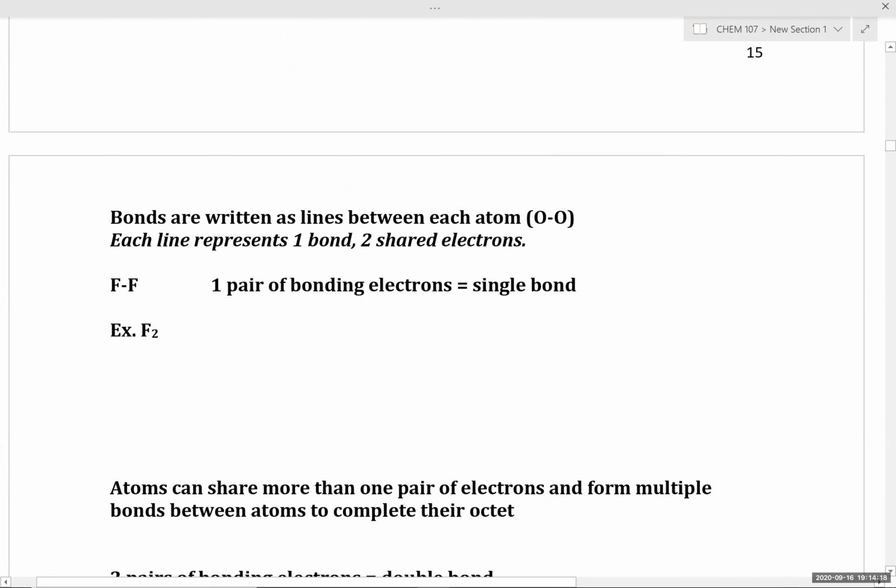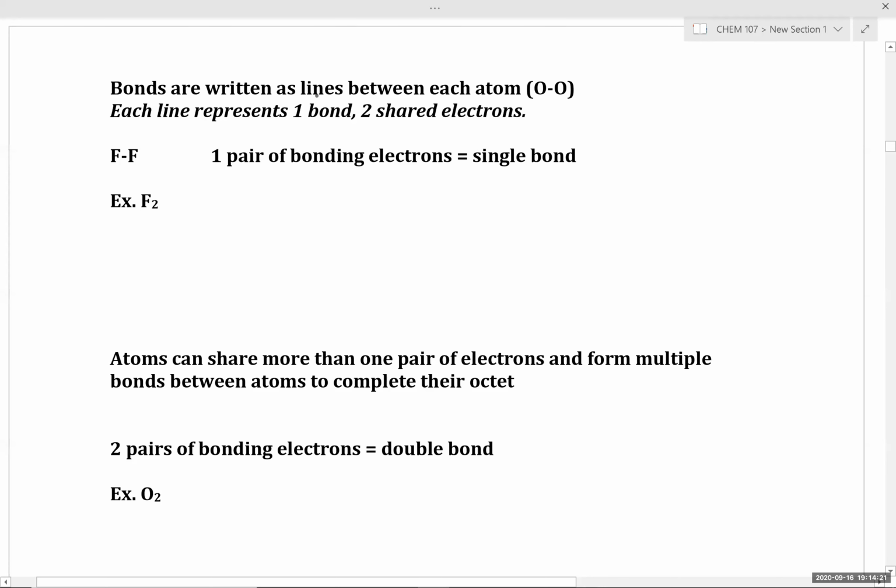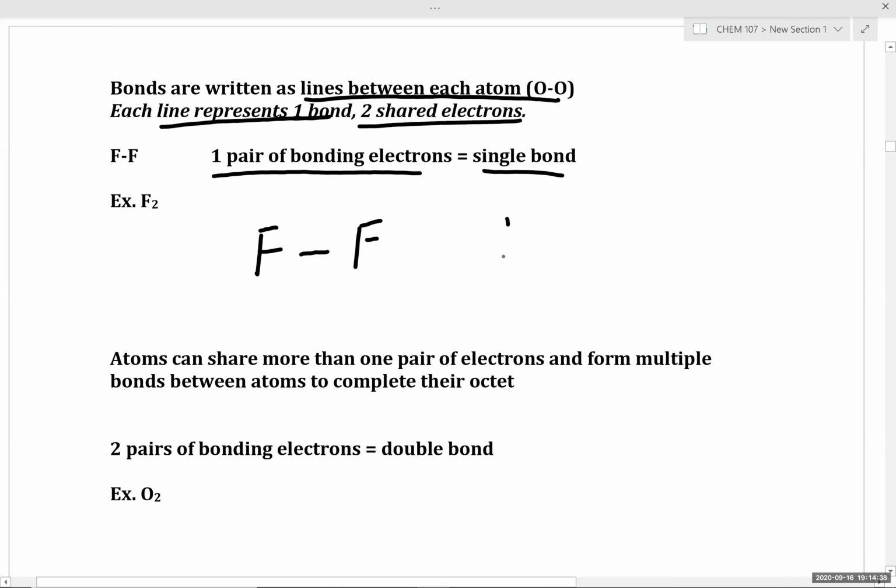So, bonds can also be written as lines between each atom. Each line represents one bond or two shared electrons. So one pair of bonding electrons represents a single bond. So for example, a single bond can be either represented as a line or a set of two dots, two shared electrons. And as we can see in this example, for fluorine, each of our fluorine atoms has 8 electrons to its name. Does that make sense?